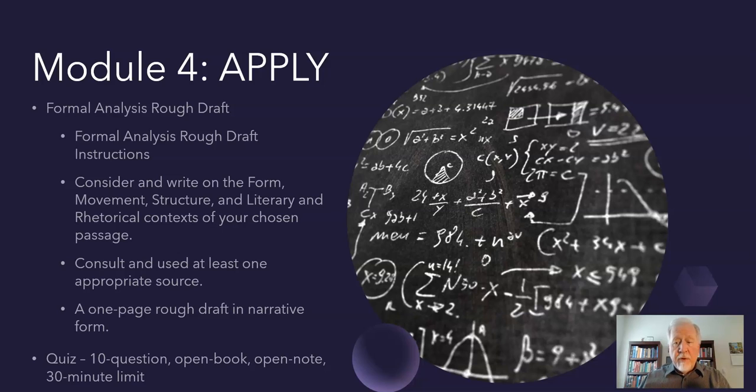And then you will discover in those instructions that you are to consider and write on various formal elements of your passage: the form, the movement, the structure, the literary and rhetorical context of your passage. And so you're going to explore them, unpack them, and then you're going to write about what you discover. In the process, you want to consult and use at least one appropriate source. So a source that's relevant, of course, to exegesis, one that will be relevant to your final paper. At least one. I encourage you to do more than one if you can.